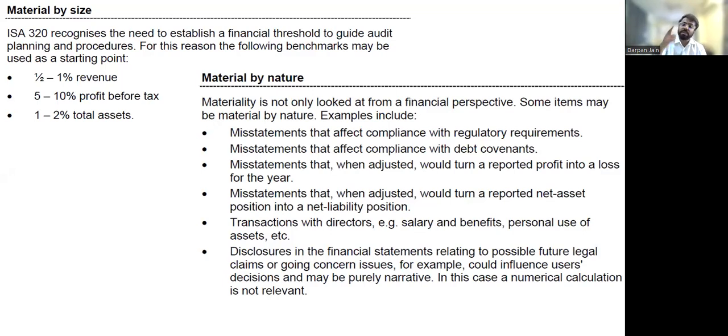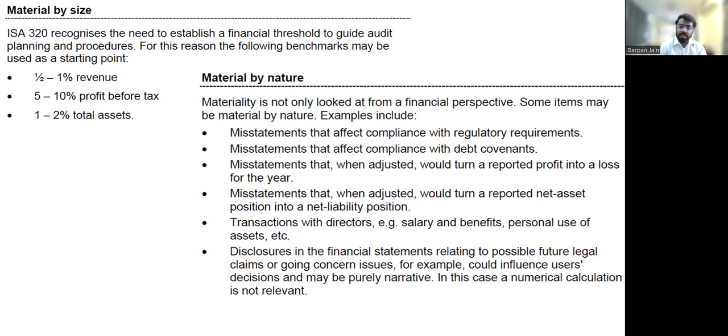Why is it material? It is material because of its nature. It is not material because of its size. The size is very small, only 5,000 or 10,000, but it is material because of its nature, because it is affecting compliance of any law. Similarly, next, misstatements that affect compliance with debt covenants. What is debt covenants? Debt means loan. Covenants means terms and conditions. So if any misstatement is affecting compliance with terms and conditions of a loan, again, that misstatement is a material thing. It is material because of its nature, because it is affecting compliance with the terms and conditions of a loan.